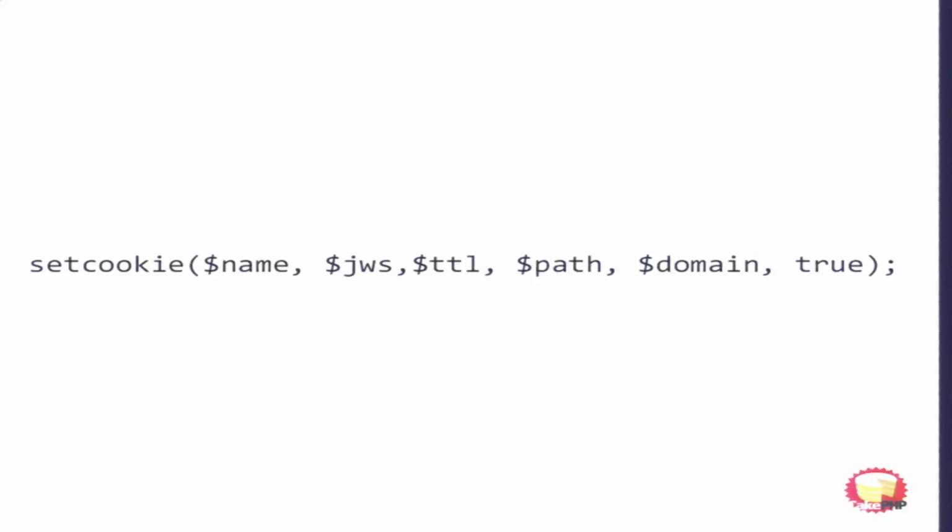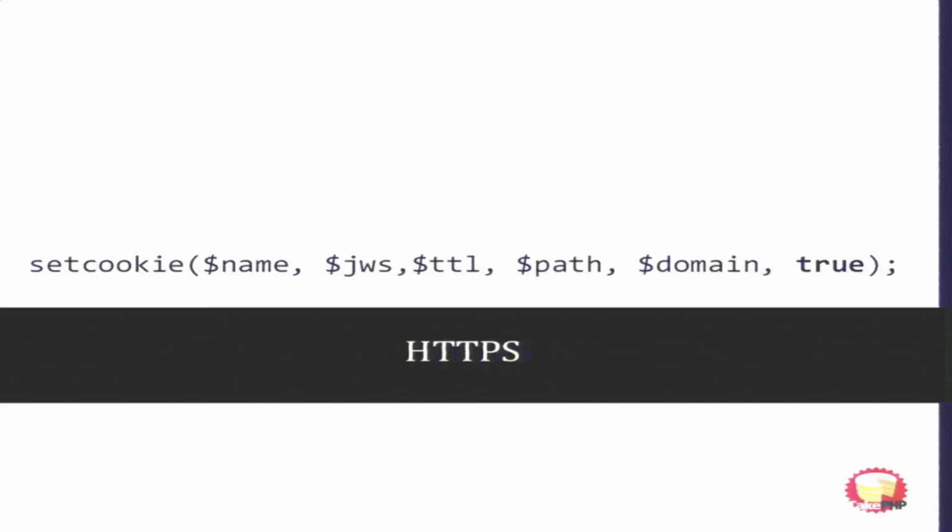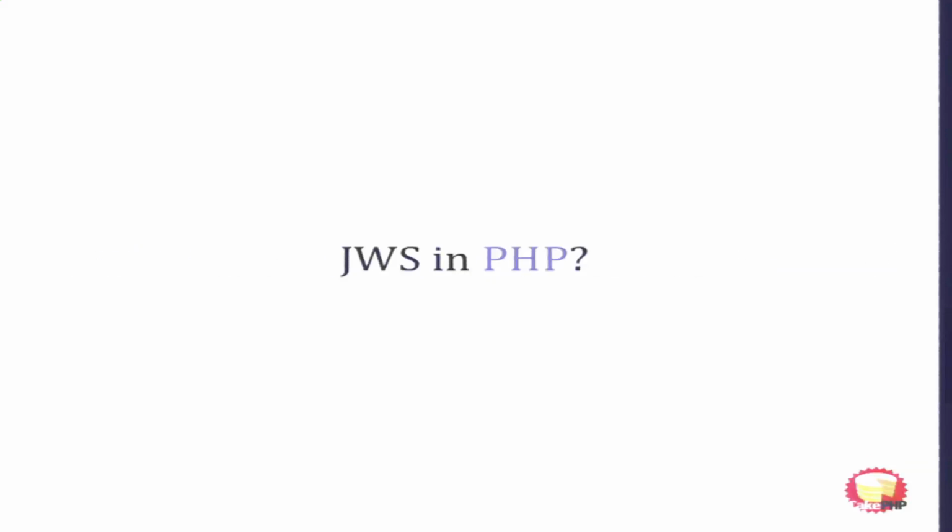So what's the trick here? You just use setcookie or whatever function your own framework has. The last parameter of the setcookie function specifies whether we should set this cookie for HTTP or only HTTPS. You say true, it's just going to be a secured cookie. It's only going to run on HTTPS.